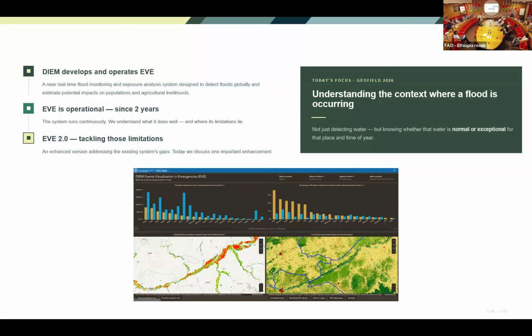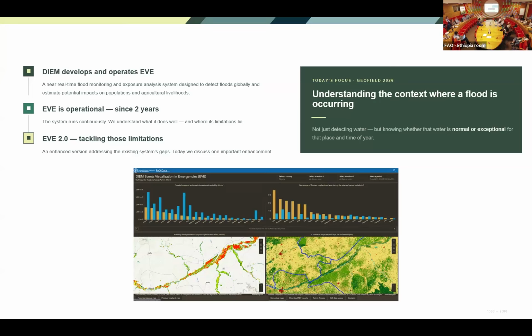It provides statistics at subnational level down to admin 2 level on the potential impact of detected floods on agricultural livelihoods, mainly using public open source and FAO datasets on vulnerability and exposure. But there are a number of limitations, or at least areas that we would like to improve. We are working on a second version of this platform, and probably the major enhancement that we are going to apply to the system is the topic of today's presentation.